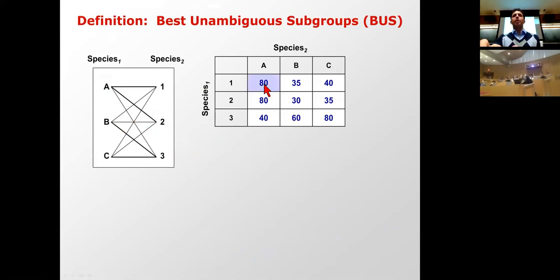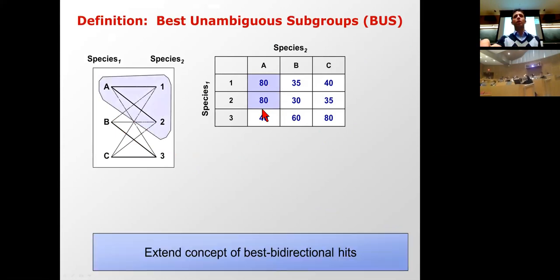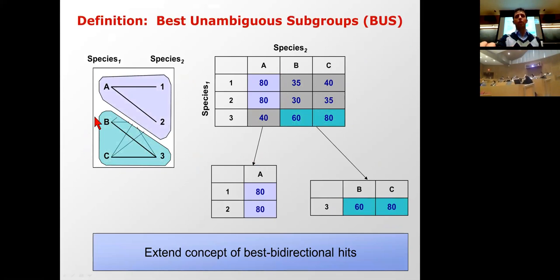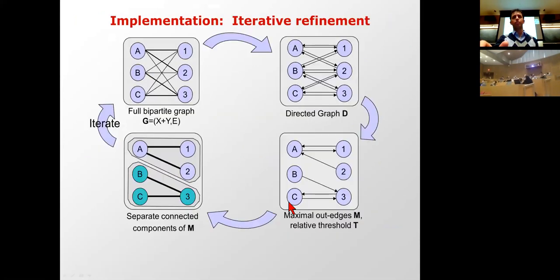You could say, well, this is a best bidirectional hit, and that's great. But this is not a unique best bidirectional hit. There's another bidirectional hit suggesting that gene A in species one was in fact duplicated in species two. And then similarly, once you have figured that out, what you can do is block out all of the other genes that show some similarity by saying, hey, I have my best unambiguous subgroup here. And then I can resolve that and look for remaining similarities and then account for every gene across the different species in that particular way.